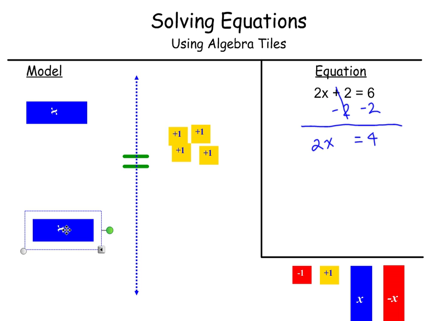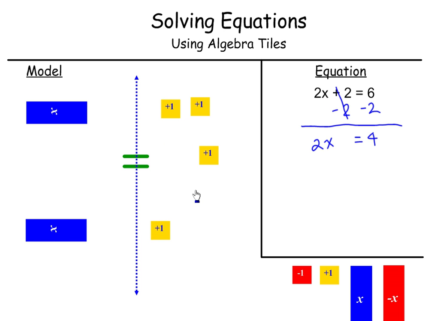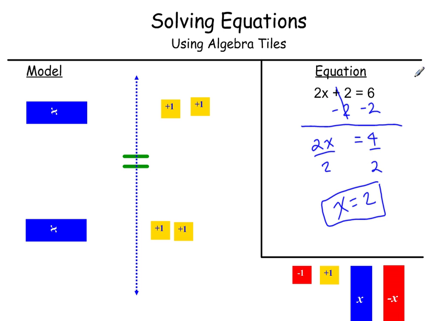Now, evenly, how much does x equal? So I've got to put these into 2 groups. So I divide both sides by 2. And so I get x equals 2. And this is what is demonstrated here with the algebra tiles.